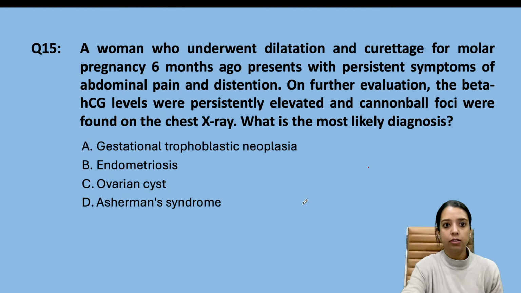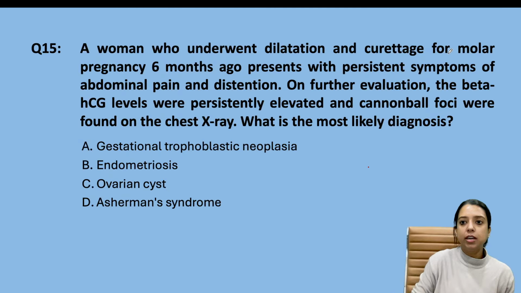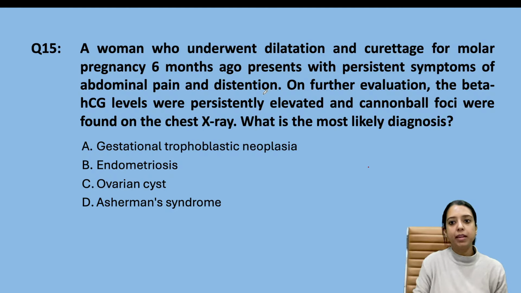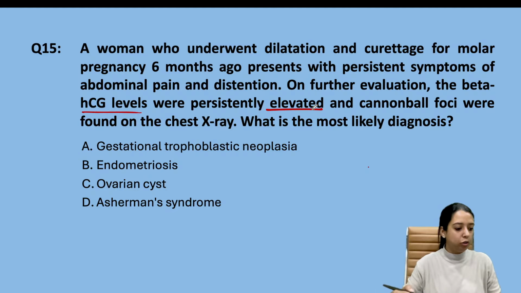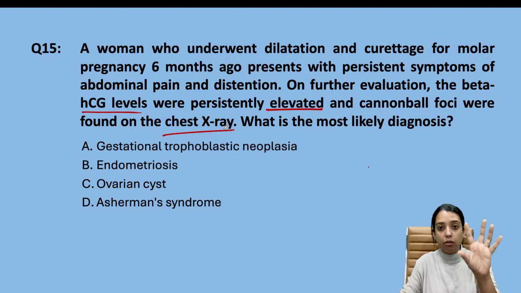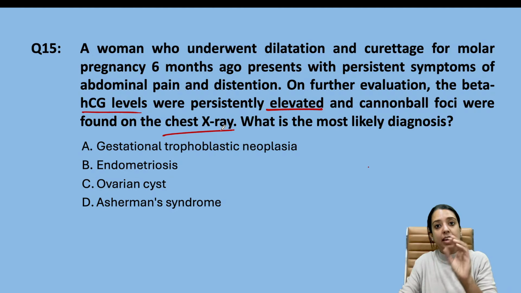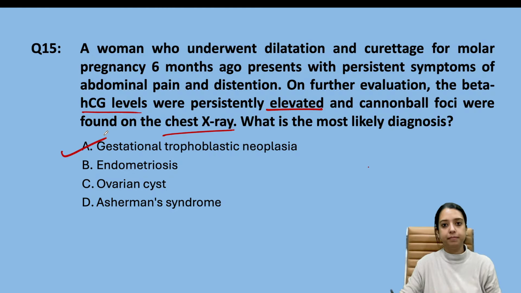Again, questions on that only. A woman who underwent dilation and curettage for molar pregnancy 6 months ago now has persistent symptoms of pain and distension. When you evaluated, beta HCG was high. It has not reduced, it is high. And cannonball foci on X-ray. What are cannonball foci? They are malignant cells in the lungs. It indicates malignancy in lungs. So what is it? It has turned into a cancer.